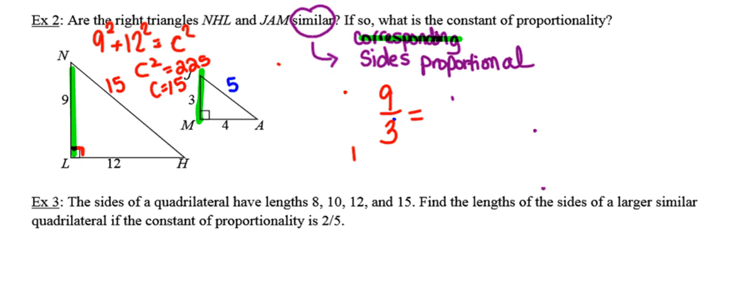So the second longest side in the first triangle is 12. I need to compare that to the second longest side in the second triangle, 4.